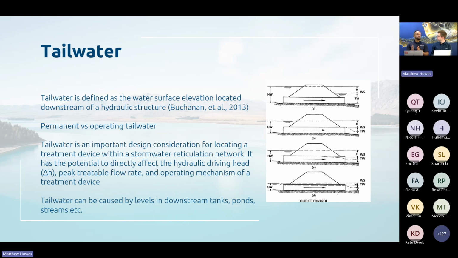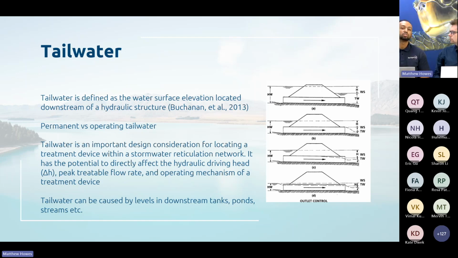So there are two types of tailwater. One is permanent and one is operating tailwater, which means temporary. That could be, for example, a dry pond where during the rainfall event water can build up but slowly drains out. So that's not a permanent tailwater. And the permanent tailwater example could be a wet pond, which always has a permanent water level, and that could have a permanent tailwater implication on the treatment device or hydraulic structure. So it is important to consider where you locate the treatment device, and also the tailwater impact it could have on the treatment device.